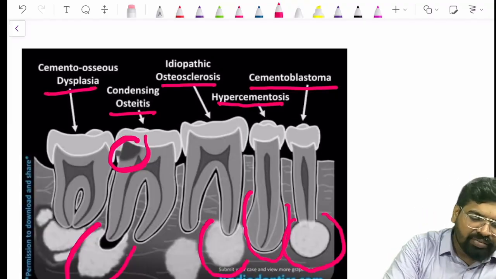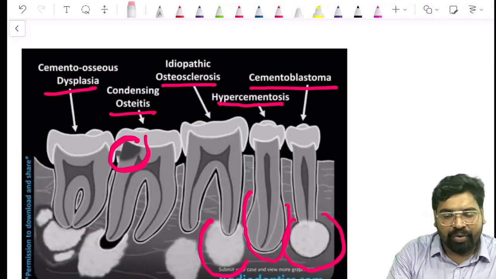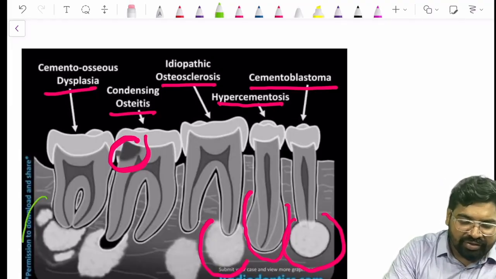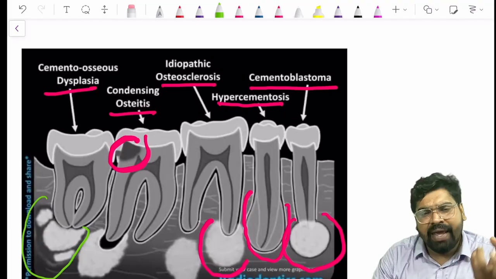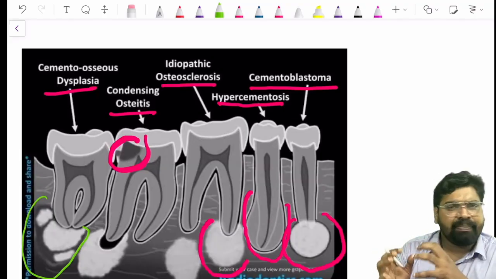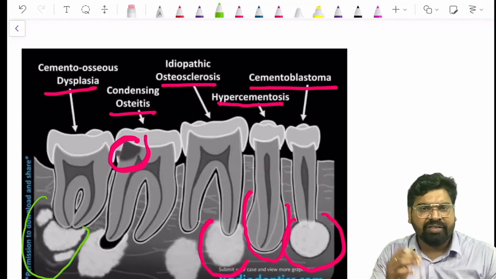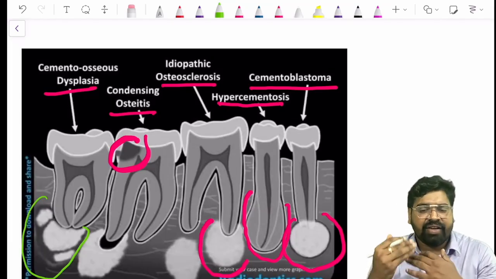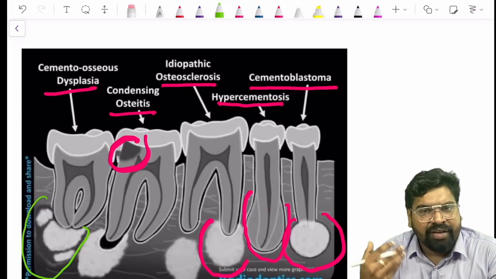And cemento-osseous dysplasia, we will see in the fibro-osseous lesions. In cemento-osseous dysplasia, you can see radio opaque lesions in the root apex in multiple bits, multiple bits of radio opaque lesion. This is how we differentiate different lesions. So that is about your cementoblastoma.